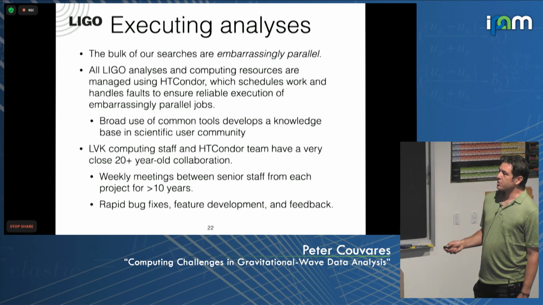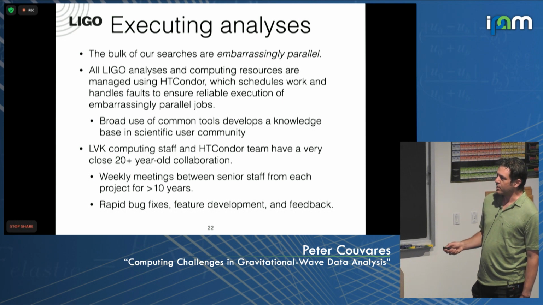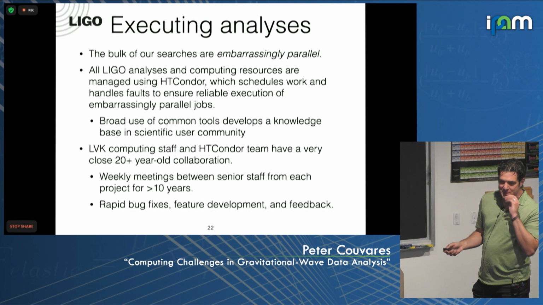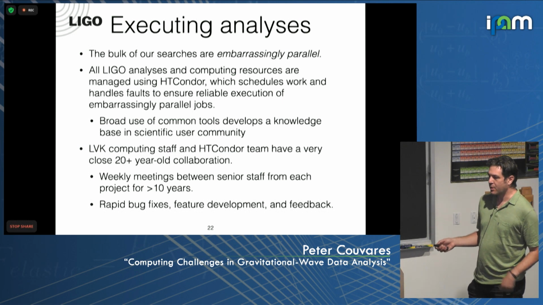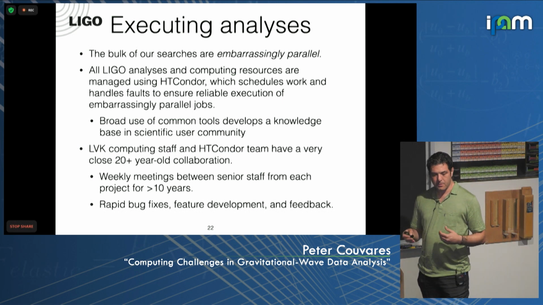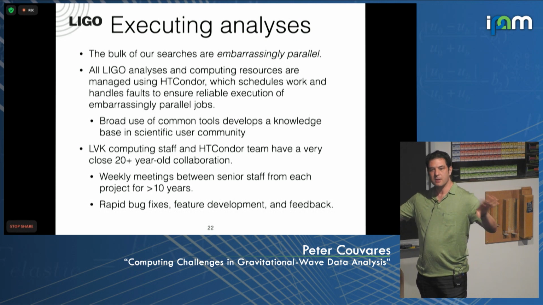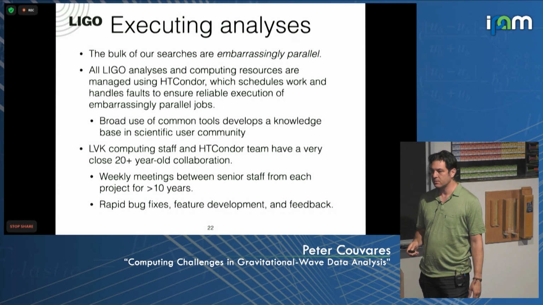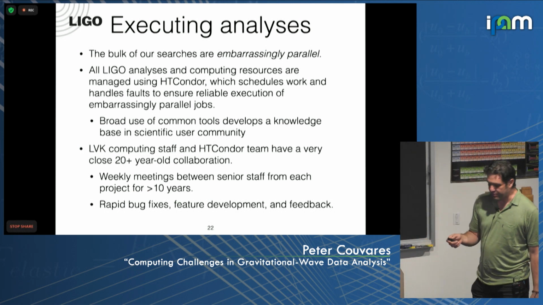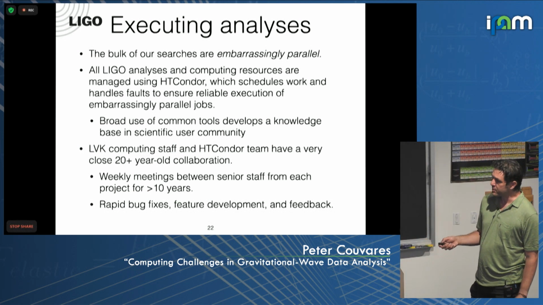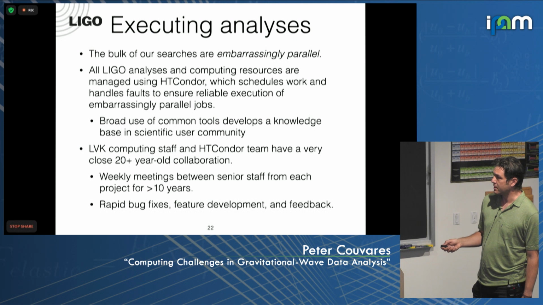So the bulk of our searches are embarrassingly parallel. This phrase has changed over the years. Sometimes people want to call it pleasingly parallel. It's a computer science term. It just means computational problems that you can sort of arbitrarily slice into smaller pieces and can be computed independently on different machines without coordination. Almost everything we do is embarrassingly parallel, with some small exceptions that I may mention later.